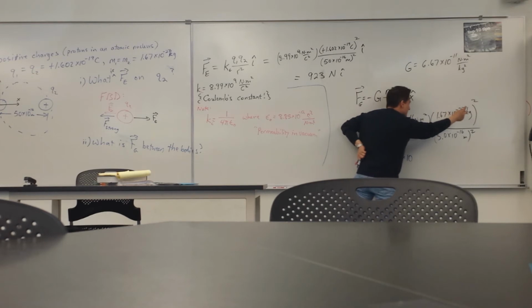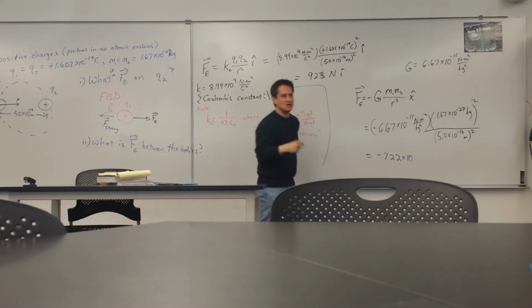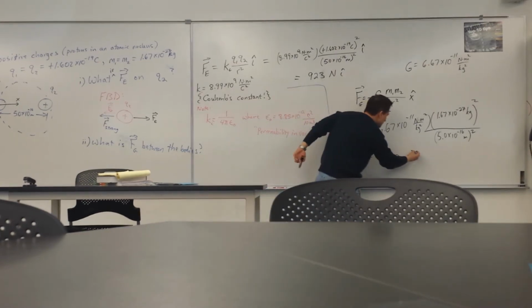Did you say 53 or 54? Negative 54. Oh, you subtract that. Okay, so newtons. That's FG.